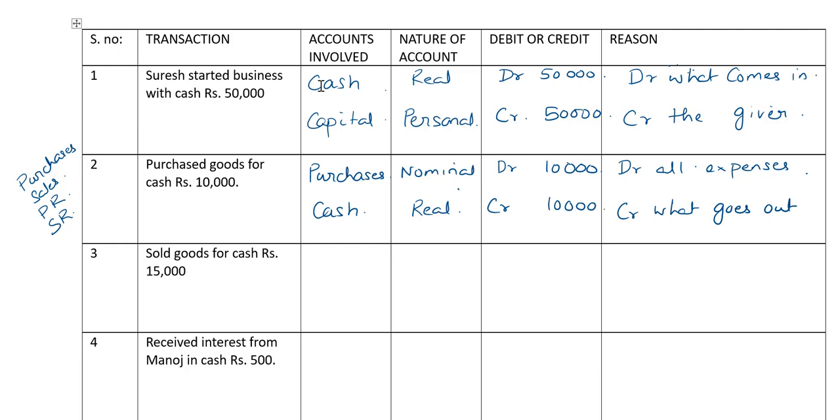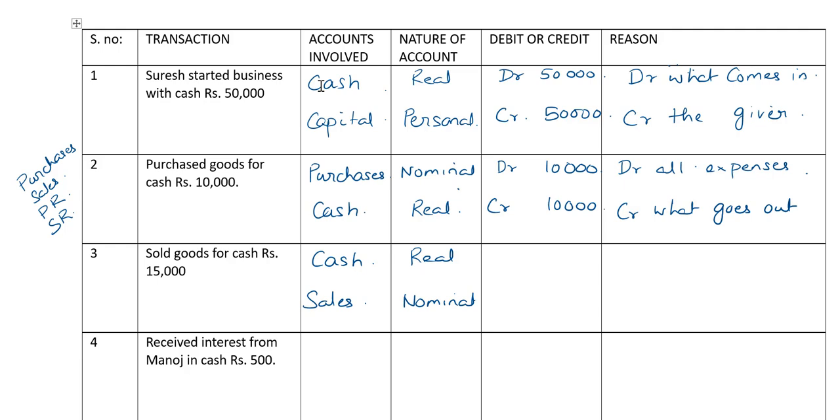Sold goods for cash rupees 15,000. In the accounting equation, cash will increase by 15,000 and stock will reduce. As I said, for stock we use either purchase account, sales account, purchase return or sales return. In this case it's sales account instead of the stock account. The two accounts involved are cash account and sales account. Cash account is a real account. Sales account is a nominal account.